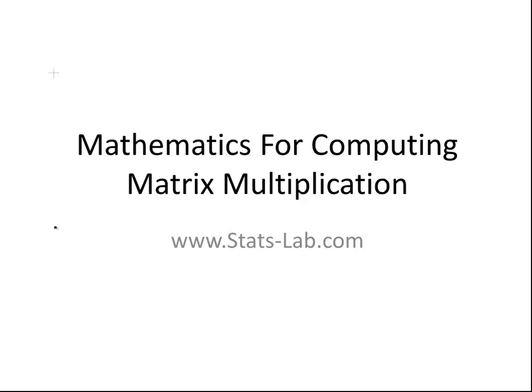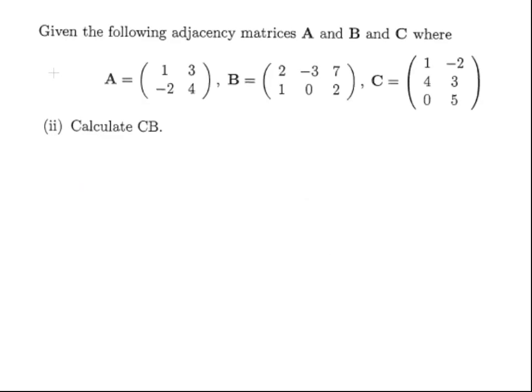In this presentation, we are going to look at a matrix multiplication, and in particular a 3 by 3 dimensional matrix multiplication. So, let's look at our question here. Given the following adjacency matrices A, B, and C, this question is the second half of a question. We're only looking at the second part, multiply C times B.